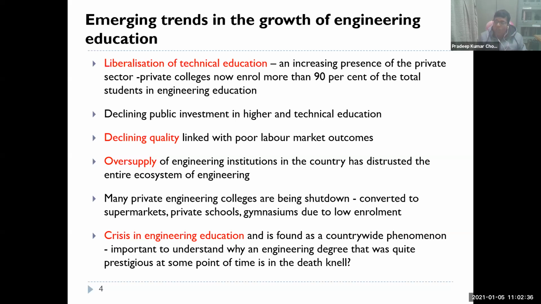So the problems I see are the liberalization of technical education and the massive expansion of private engineering institutions, declining public investment in technical education, declining quality, which is again linked with the poor labor market outcomes, and the oversupply of engineering institutions in the country. All that is leading to a crisis in engineering education. That is the crux of my point: there is a clear crisis in engineering education, and it is a countrywide phenomenon. This crisis might have a regional dimension, maybe the southern region is more prone to it, but you can see it all over the country, and that crisis needs to be handled.